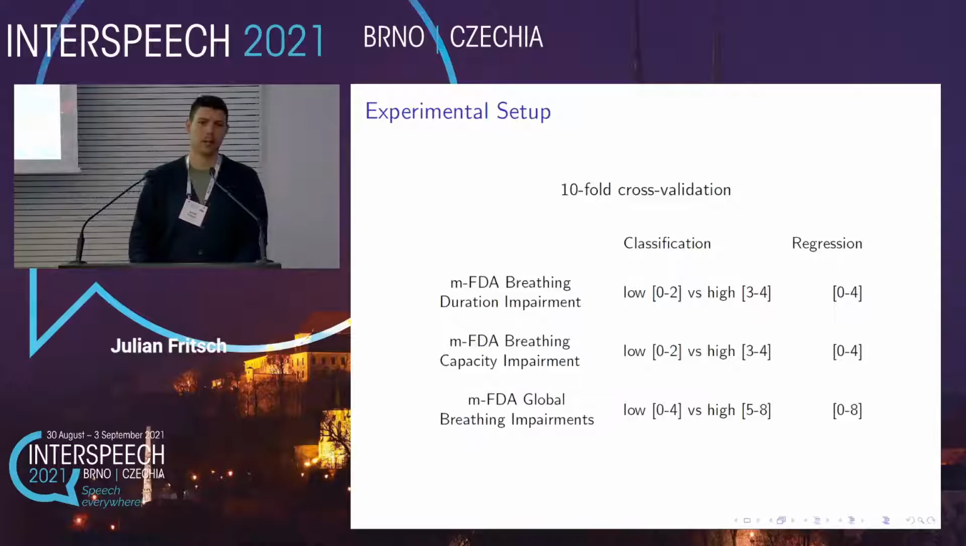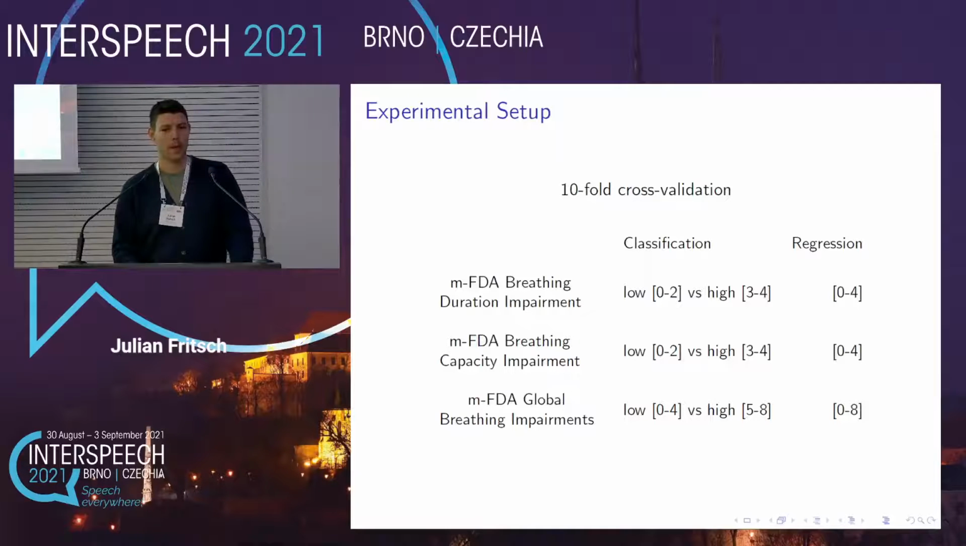And we do our experiments in a 10-fold cross-validation, and we do classification and regression. So in the case of duration impairment and capacity impairment, we do a classification between low impairment and high impairment, so 0 to 2 versus 3 to 4. And in the case of the global breathing impairment, we are doing a classification between low, which is 0 to 4, versus 5 to 8 in that scale. And of course also the regression of all the labels.